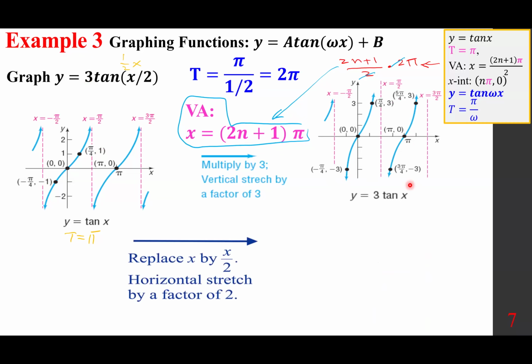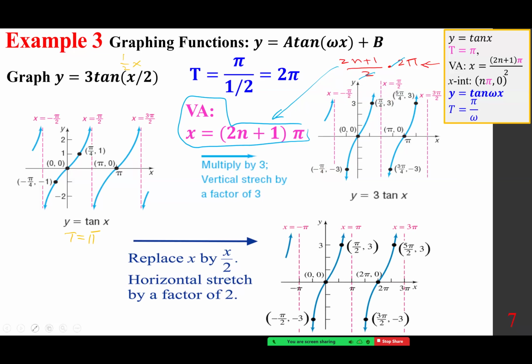So what happens is this. Again, I want to pay attention to a complete cycle. X equals minus pi over 2 becomes x equals minus pi, and this becomes x equals pi. 0 doesn't change. This one you multiply by 2, becomes minus pi over 2, negative 3. This one you multiply by 2, becomes pi over 2, 3.